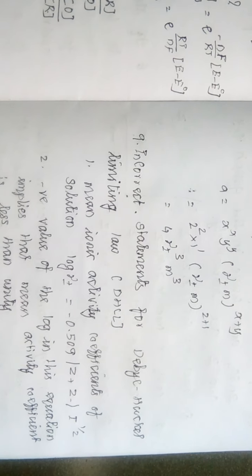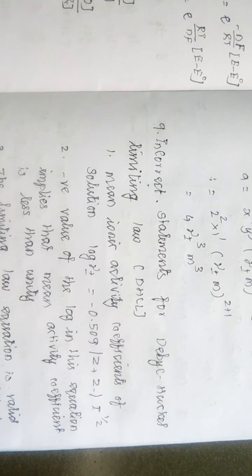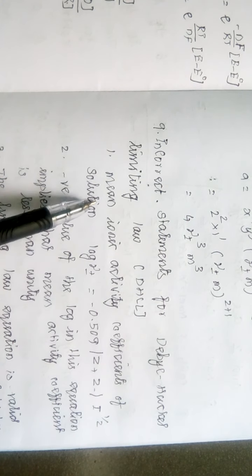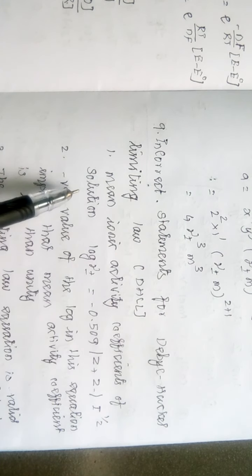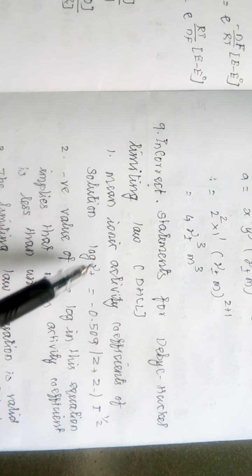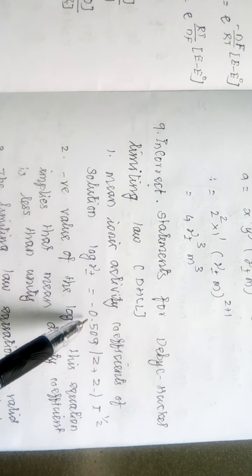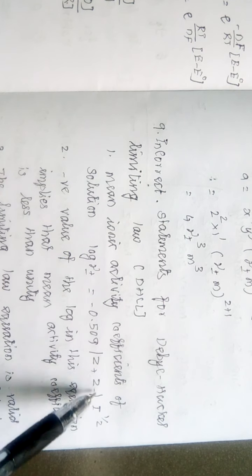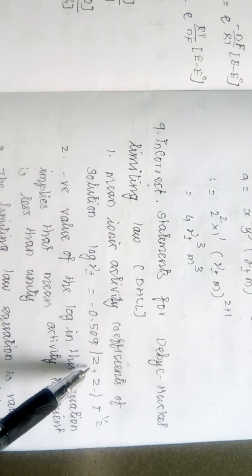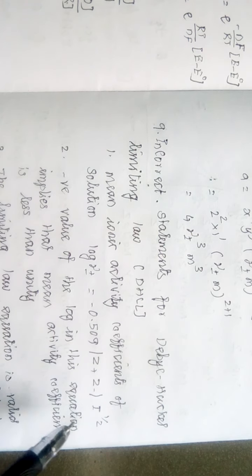The Debye-Huckel limiting law is in the Polytechnic syllabus and also in the PG syllabus. For the mean ionic activity coefficient, log gamma plus or minus is equal to minus 0.509 modulus of Z plus and Z minus, root I. Z plus is the charge of the cation, Z minus the charge of the anion, and I is the ionic strength.